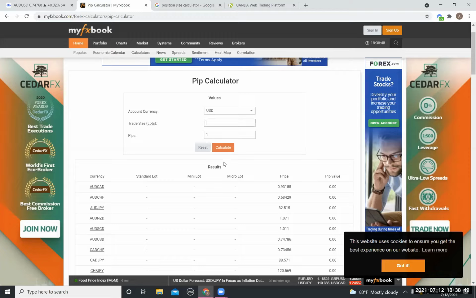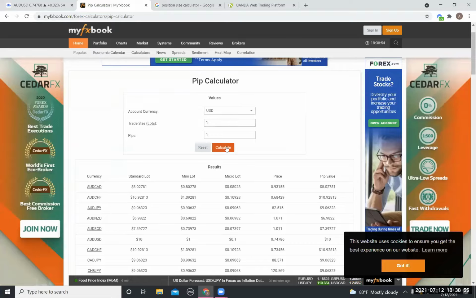And then this lot size here, right? So the lot size, I think if I just put 1, yeah, perfect. The lot size here says toggle between lots and units. So I could have done 1 lot, which is equal to that 100,000 units. I might even be able just to put the units in there as well, but the 1 worked, right? That is just the standard lot. And then we're looking for the value of a single pip.